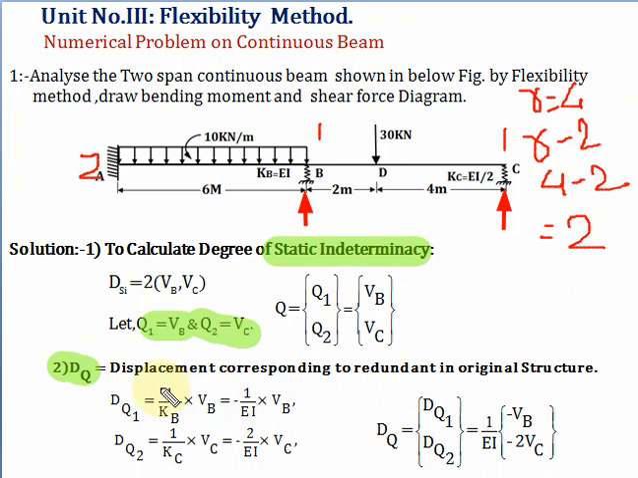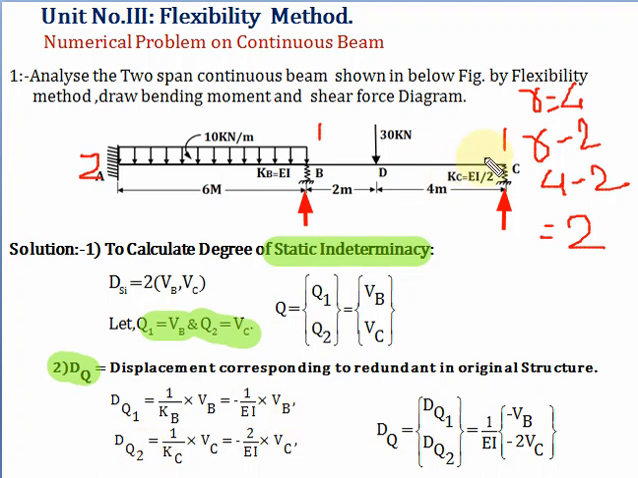So DQ is nothing but displacement corresponding to the redundant in original structure. Now in this case, at support B, the spring support is given. So now this DQ1 will come into the picture. As the spring is given, DQ1 is 1 upon KB into the vertical reaction at B. So here the value of KB is EI. So it will be equal to minus 1 upon EI, because the displacement is in downward direction, it will be negative. So we have considered minus 1 upon EI into VB.